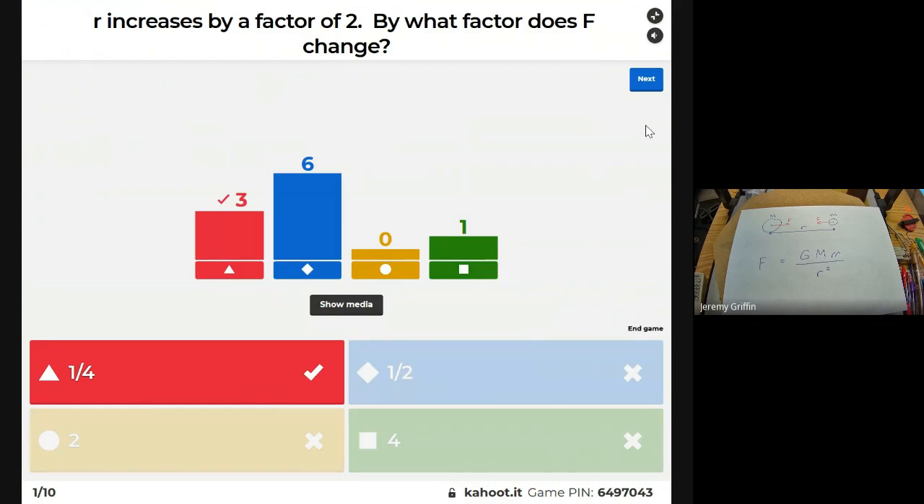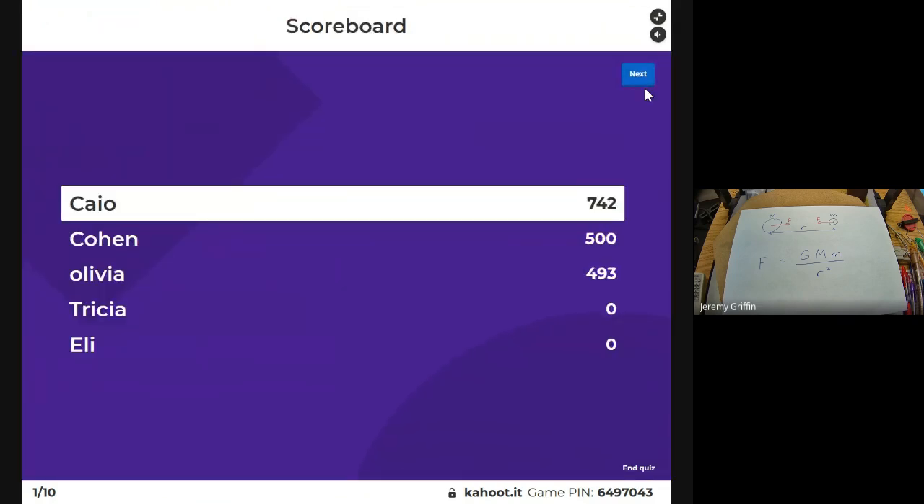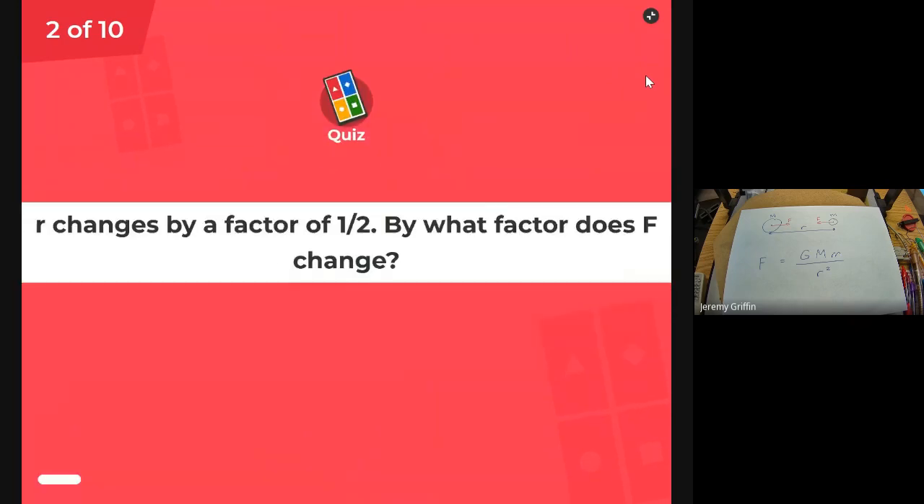Yeah, so guys, what's 1 divided by 2 squared? Wouldn't that be 1/4? So if you backed up twice as far away from the candle, you catch a fourth of the light. Same thing with gravity. So navigate that formula. 1 divided by 2 squared, that's a factor of 1/4. Right, Kaido, Cohen, and Olivia leading the pack.